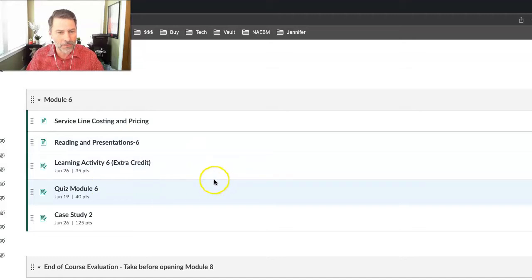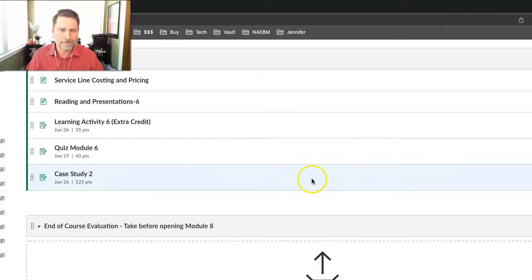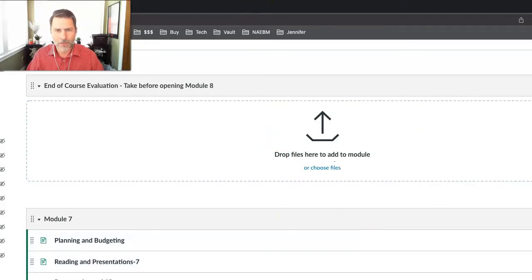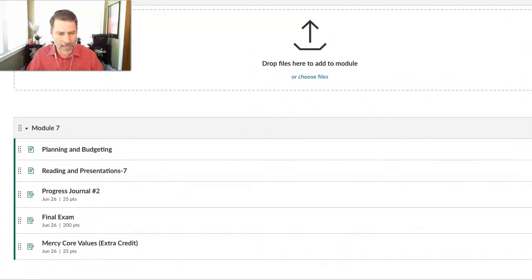All right, so that's a little bit on Module 6. Again, case study due, and if you need extra credit, it's there for you too. Let me scoot this box down a bit so we can look at Module 7.